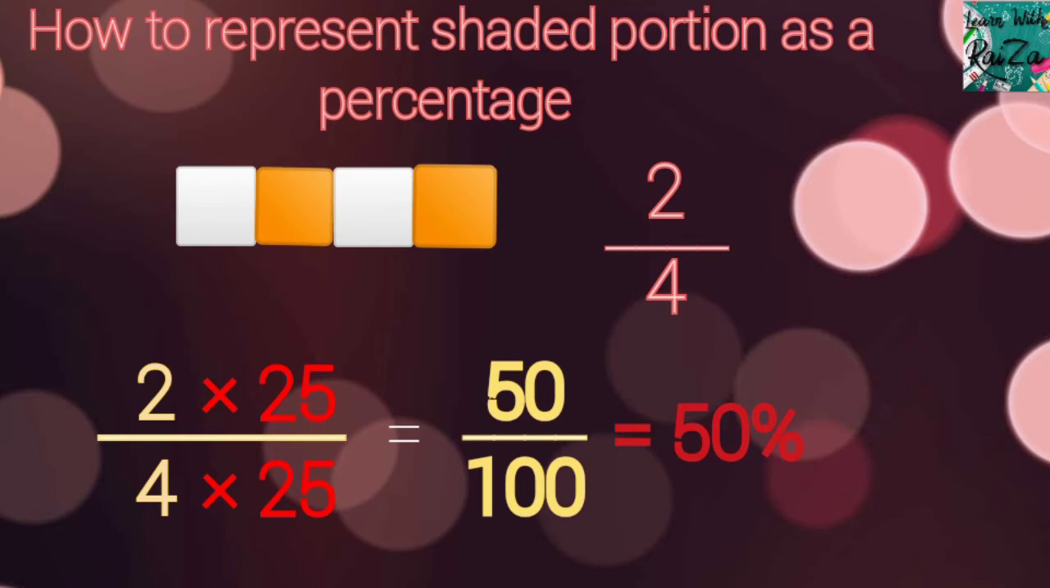Right, now here it's given a figure with 4 squares and 2 squares are shaded with orange color. So we can represent this as a fraction. Out of 4, 2 are shaded. So numerator becomes 2 and denominator becomes 4. And so when we are describing this as a percentage, first of all you have to convert the denominator into 100. So 4 times 25 will give us 100. And if you multiply the denominator by a certain number, you have to multiply the numerator also by the same number, and that will be giving 50 upon 100. So when a number is out of 100, what it comes is 50%. So this is how to represent a shaded portion as a percentage.